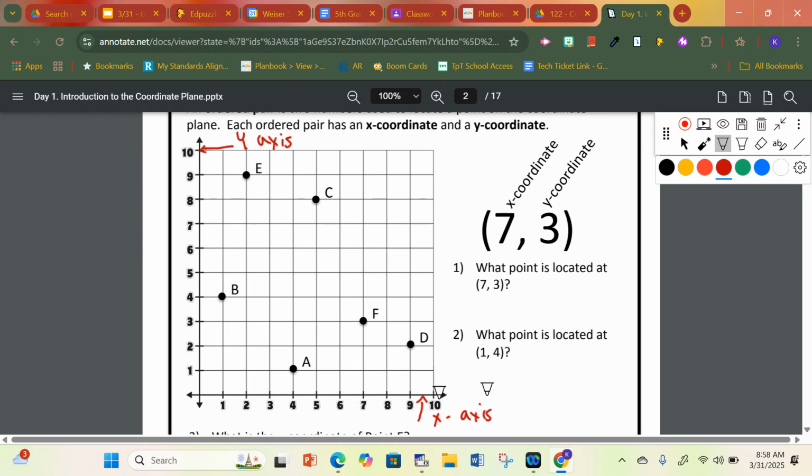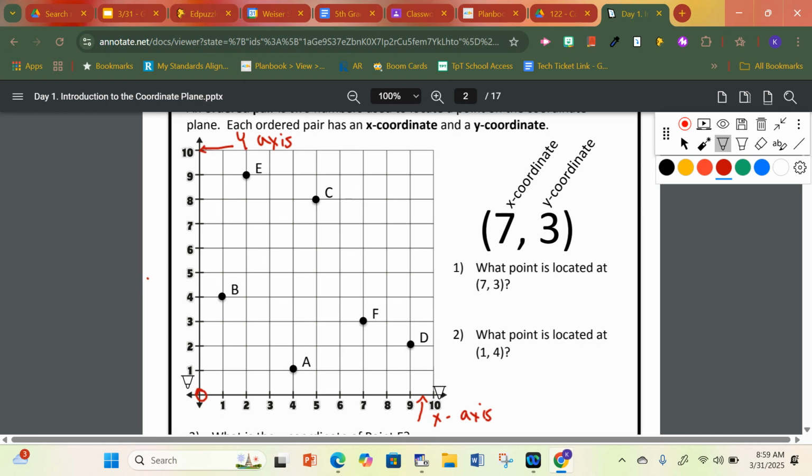What do you notice about the x-axis and the y-axis? Somebody named something that happened. They intersect at what degree? 90 degree angle. Okay, so they intersect at a 90 degree angle. And right here is the intersection point. Does anybody know what that intersection point is known as?